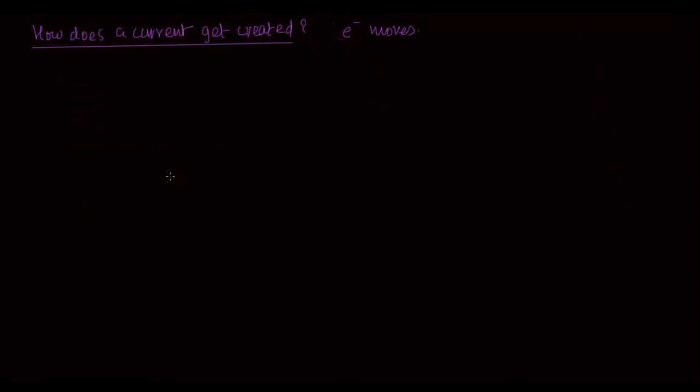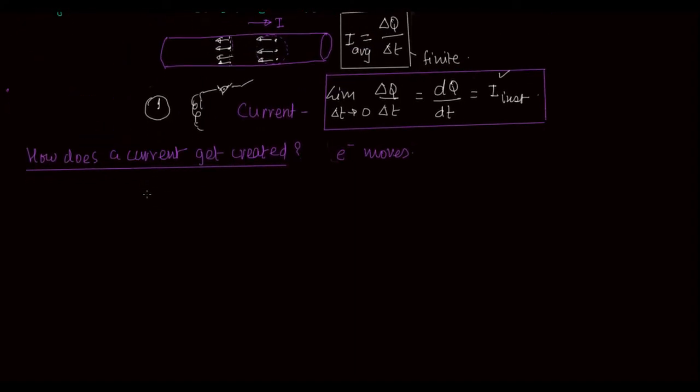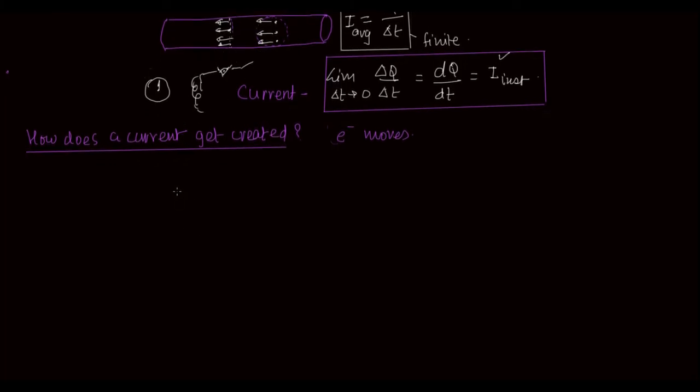So electron moves. And when will an electron move? Until and unless there is a field, the charges don't move. We know that. Okay? So in the case that we just saw, this current moving like this must be because of some electric field that is there, right? So inside the conductor there must be a field.